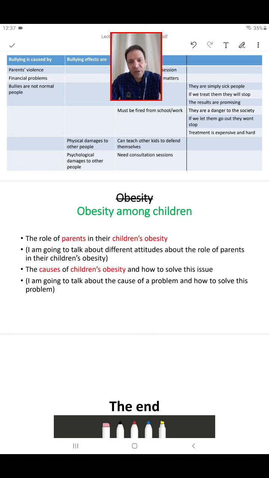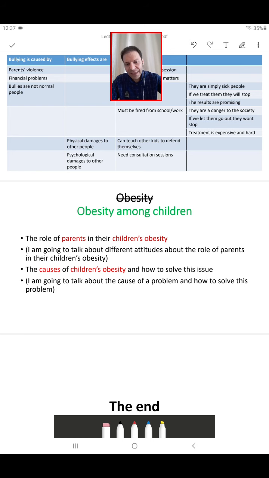I am going to talk about different attitudes about the role of parents. Some of the people say parents are responsible because of this, this, and this. Some of the people say no, parents are not responsible. So this is going to be an argumentative topic. Or I can look at it as a social issue and solutions. Then I can look at the causes of children's obesity and how to solve this issue.